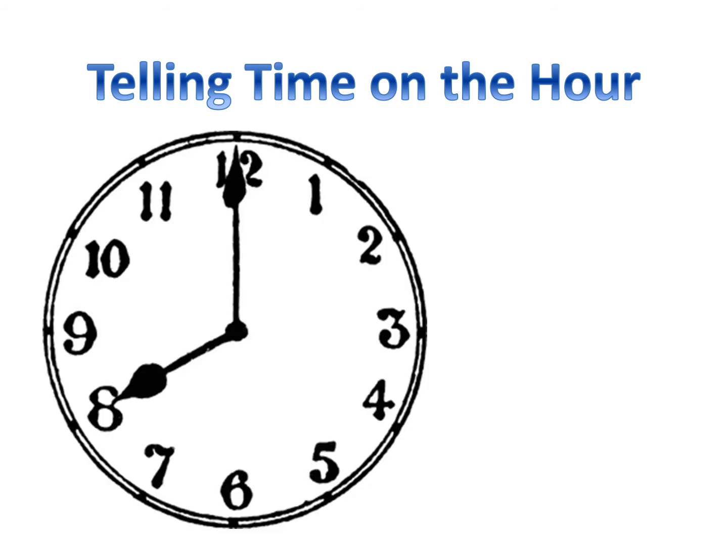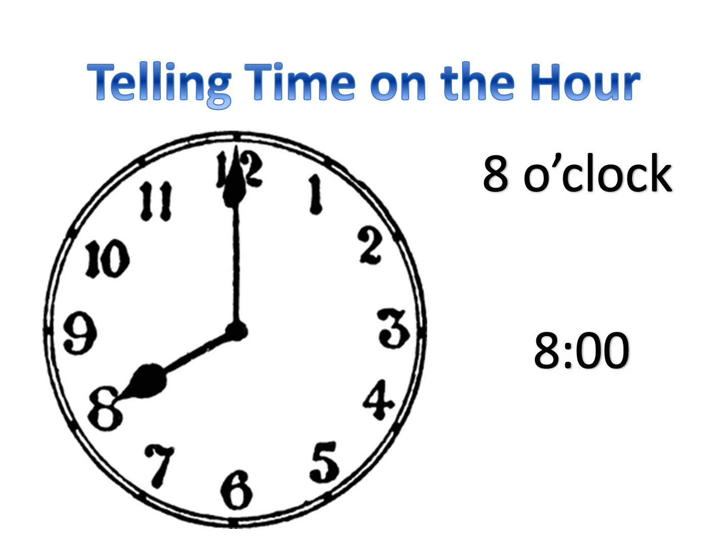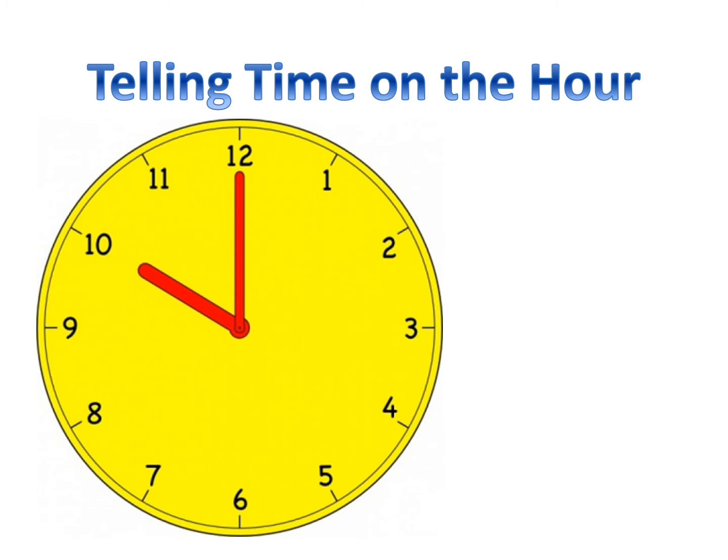Here's the next one. Do you know what time it is? Well, you can see these hands are close to being the same length too, but the one that's pointing to the 8 is a little bit shorter. So that's the hour hand, 8 o'clock. Did you get that one right? I hope you did. Here's the next one.